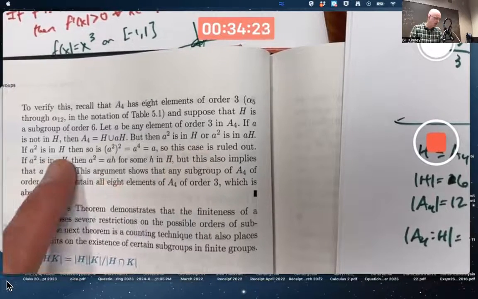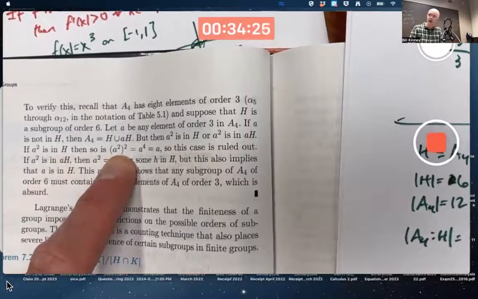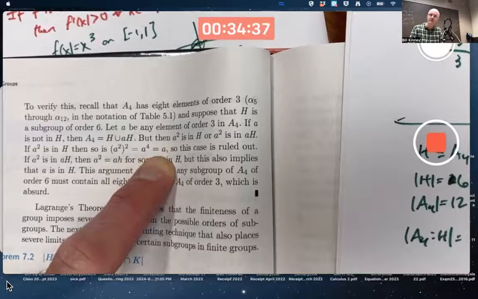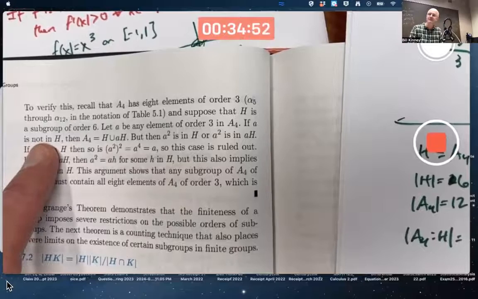If a squared is in H, then so is its square by closure, right? H is a subgroup. If I assume a squared is in H, then a squared squared is going to be in H. But because a has order 3, that's the same as a, because a cubed would be e. Which would mean what? Which would mean a is in H. That's a contradiction because I assumed a is not in H.